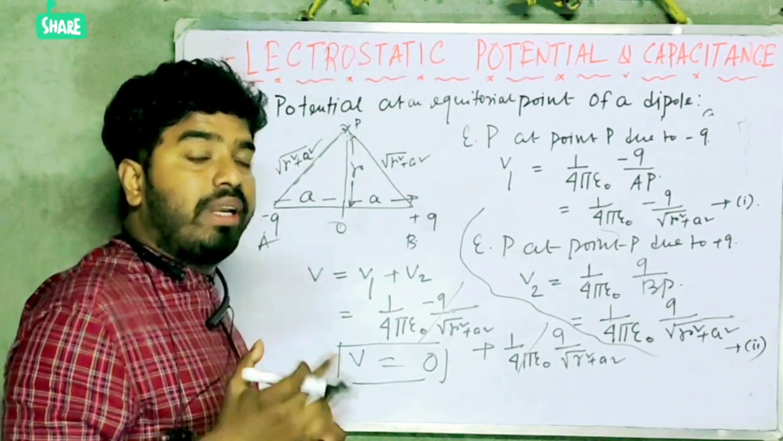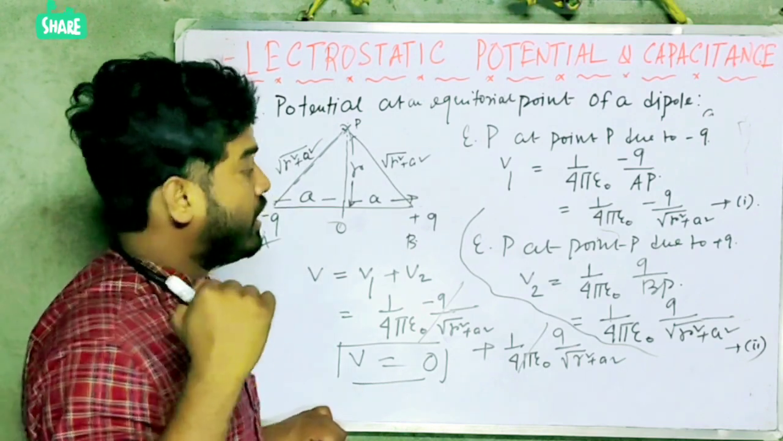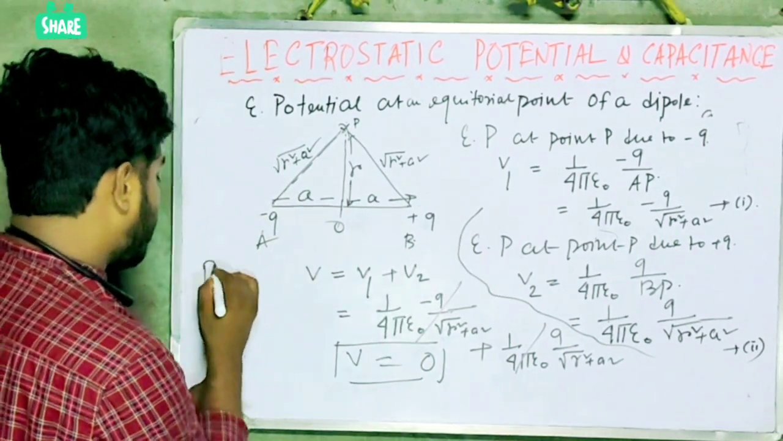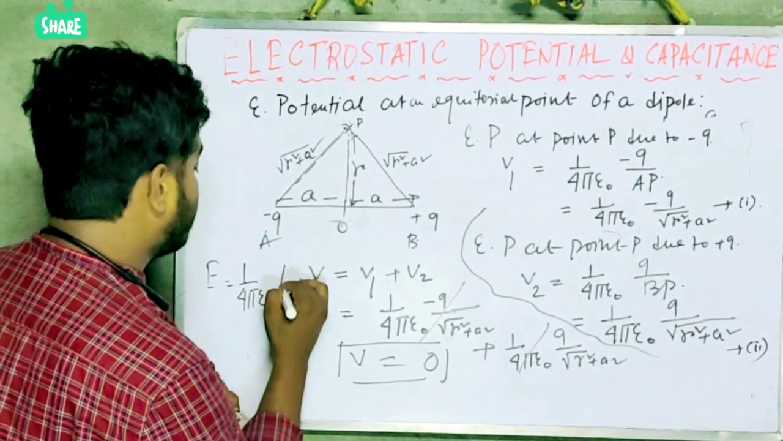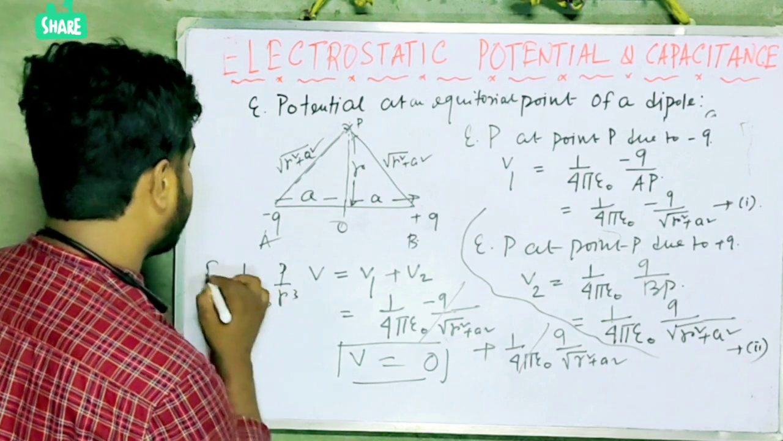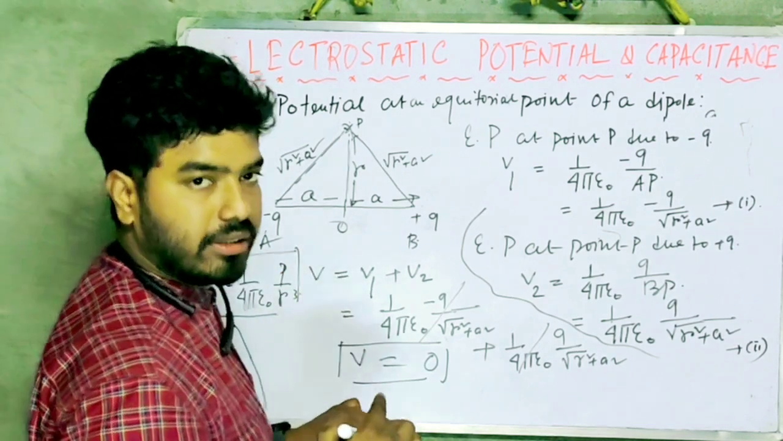But what is the value of electric field at that point, which we calculated in chapter 1? That is E equal to 1 by 4 pi epsilon naught P by R cube. This is the expression of electric field at an equatorial point.